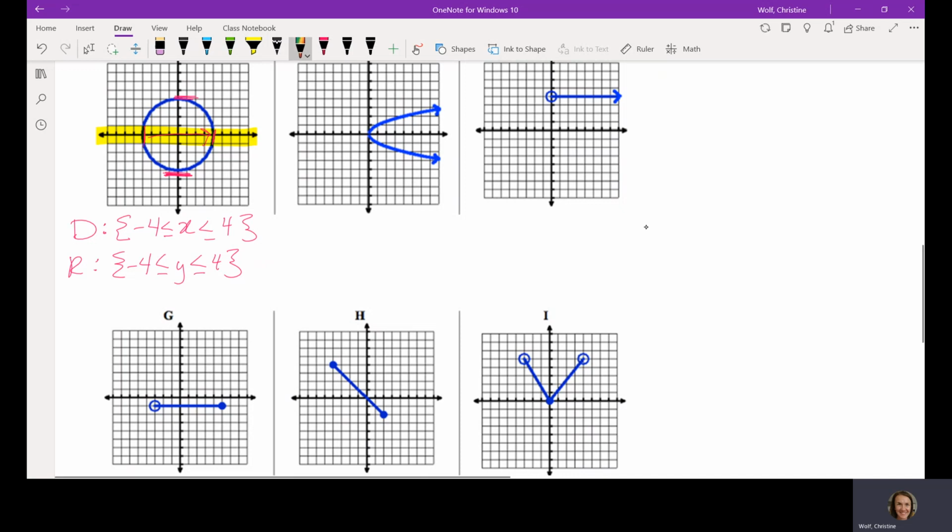Now, vertical line test. If I go like this, with that one line, it touched in 2 spots. So that means that this is a non-function. All right. Next one.